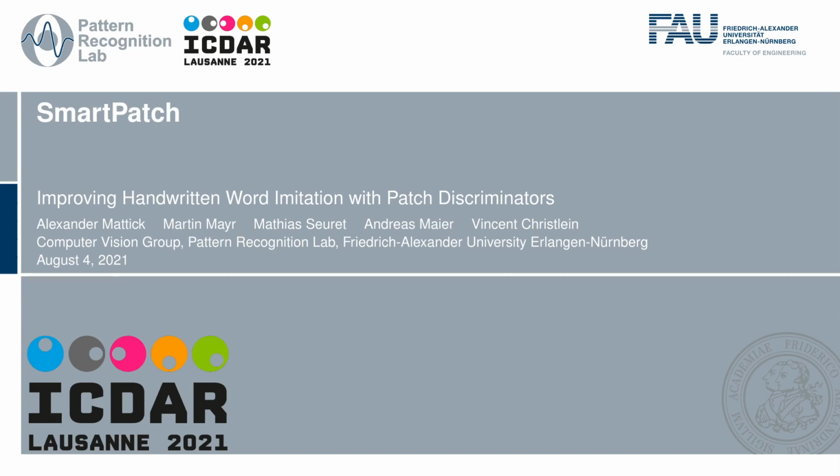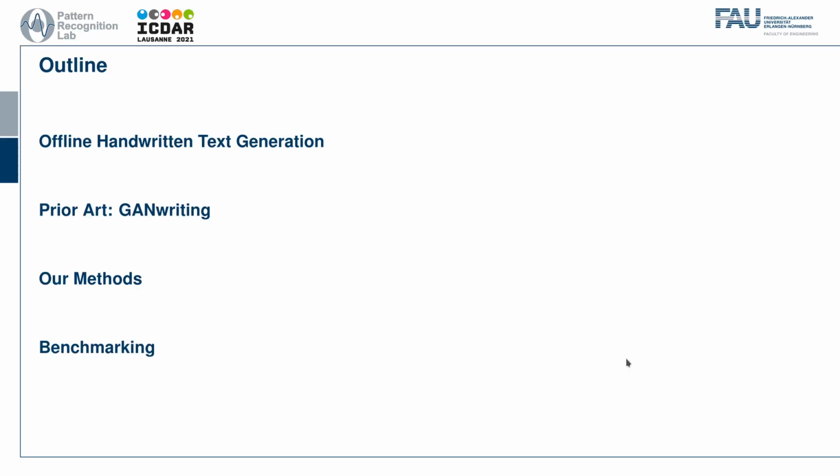So, this is a presentation for SmartPatch, improving handwritten word imitation with patch discriminators. First, the outline of the talk. We're going to talk about offline and general handwritten text generation first. And we talk about the prior art, GANwriting. Then we introduce our methods and we also show the benchmarking.